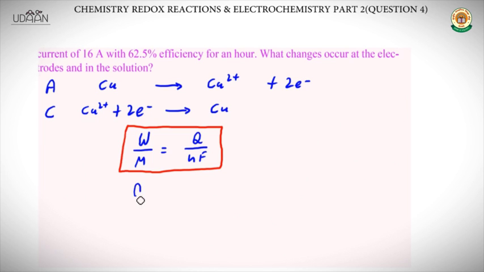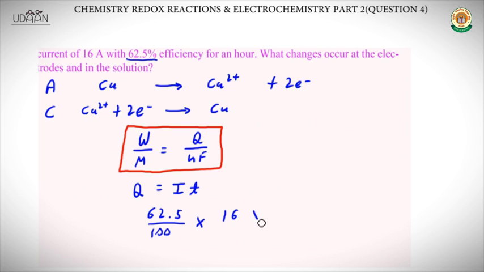But Q is not given directly here. It is written that the efficiency of the process is 62.5%. Hence, Q would not be 100% as we always take it. The formula for Q is I T, that is current into time. But here it is 62.5% of the whole, so we'll take 62.5% of I into T.